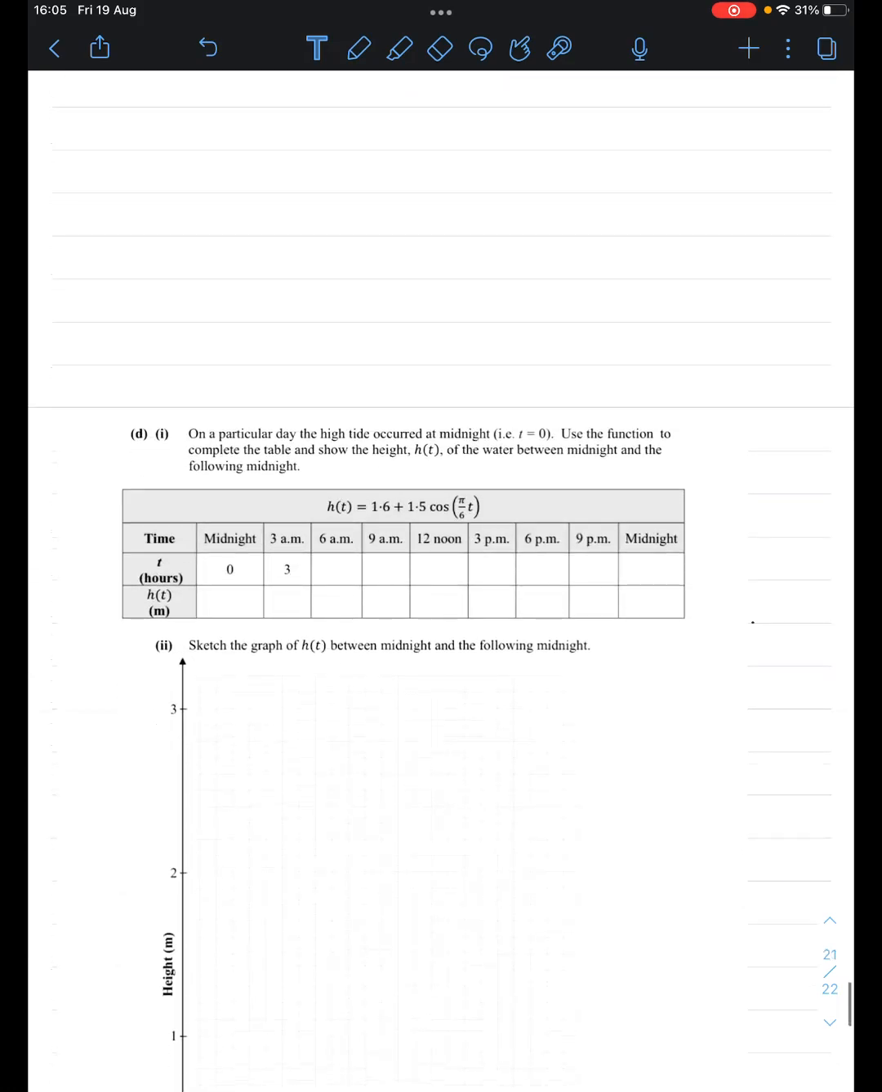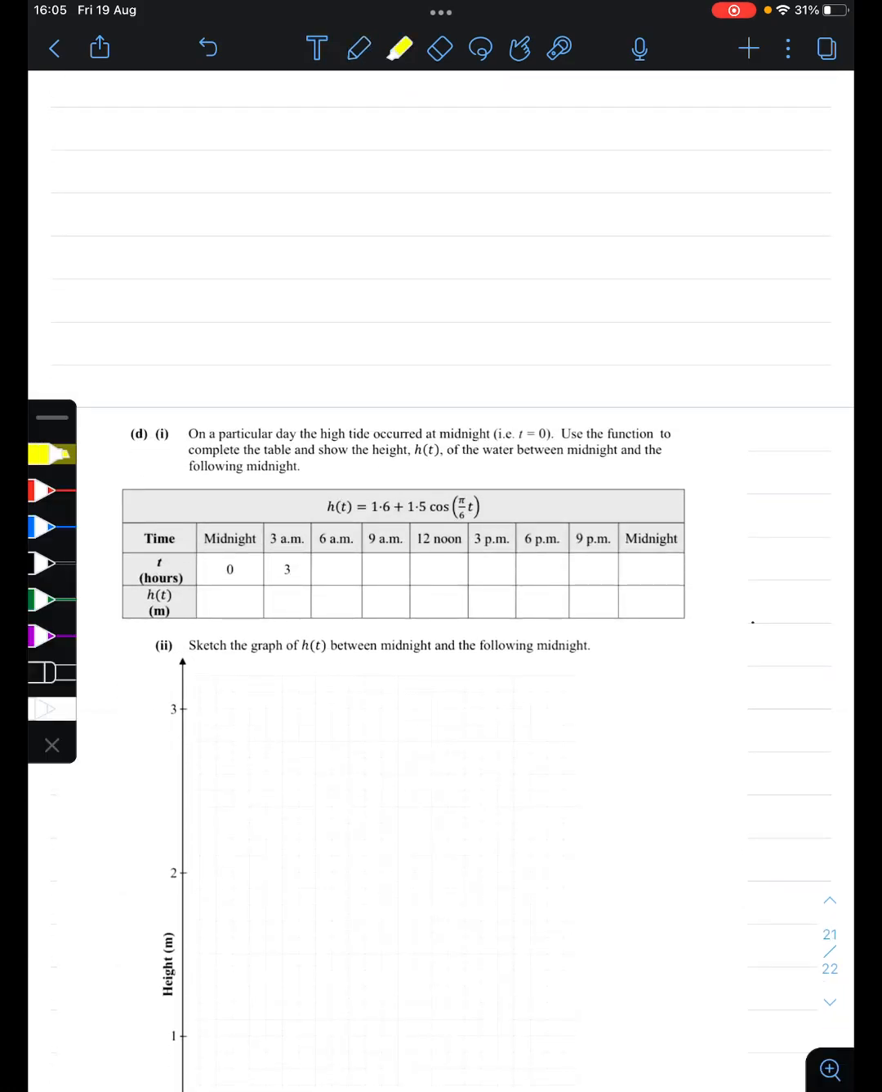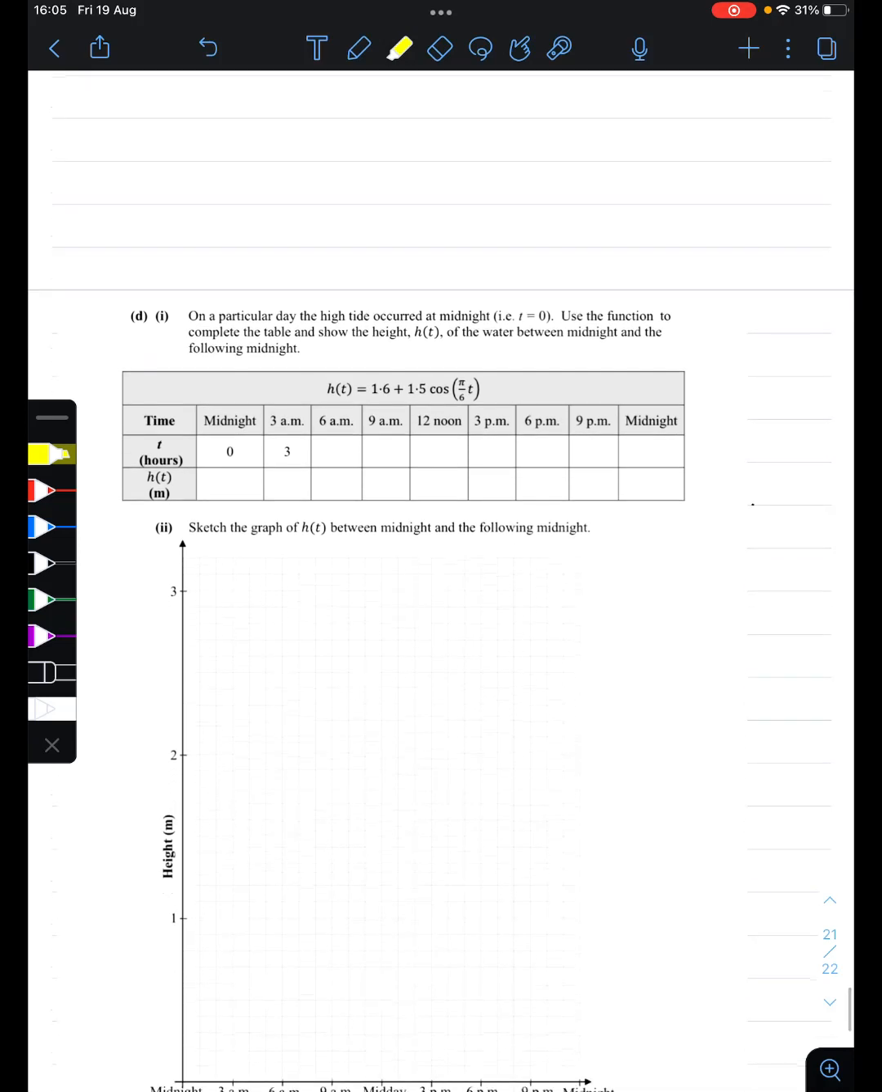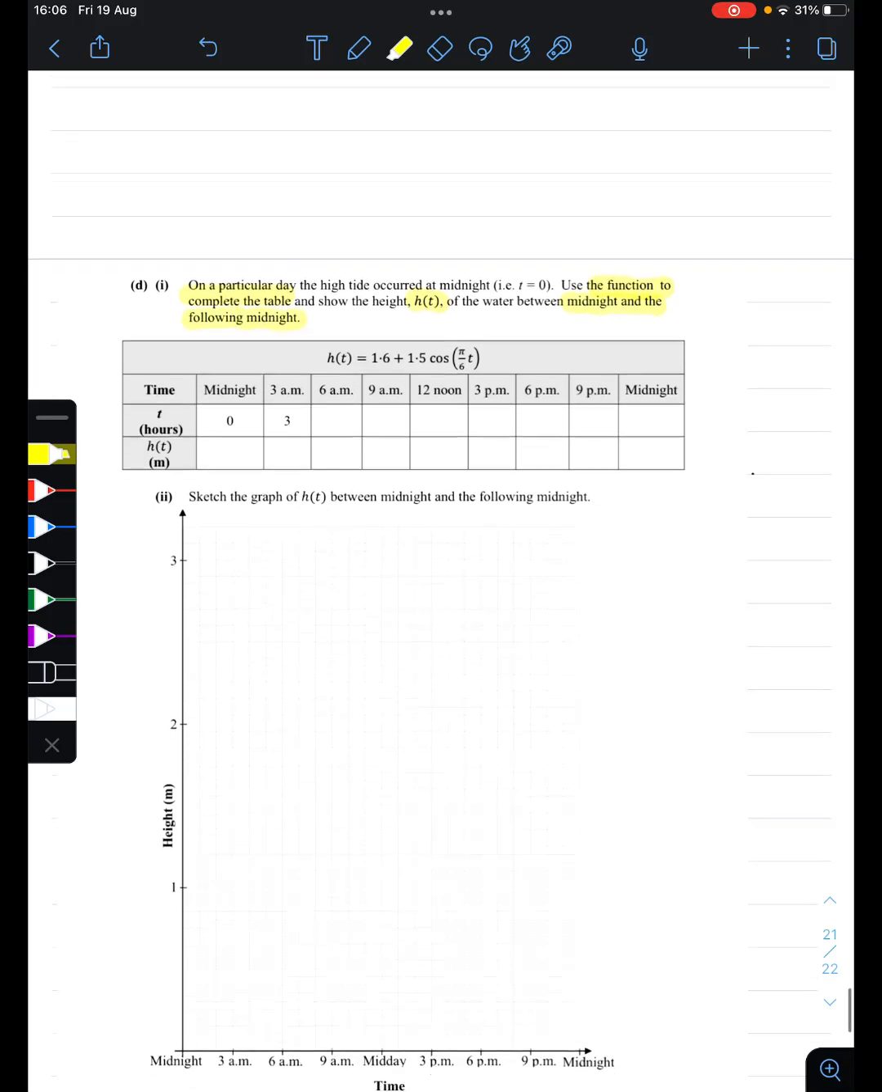Now on to part D. On a particular day, the high tide occurred at midnight, so t is 0. Use the function to complete the table and show the height h(t) of the water between midnight and the following midnight.